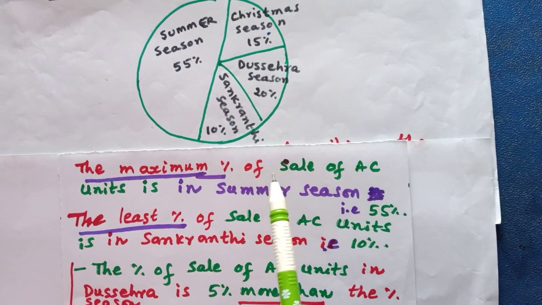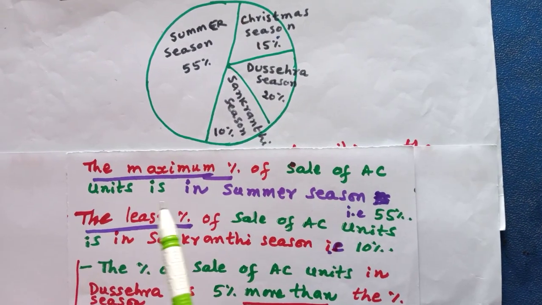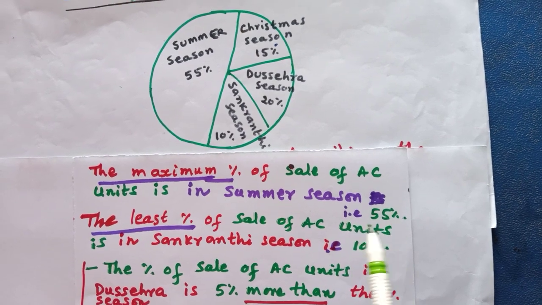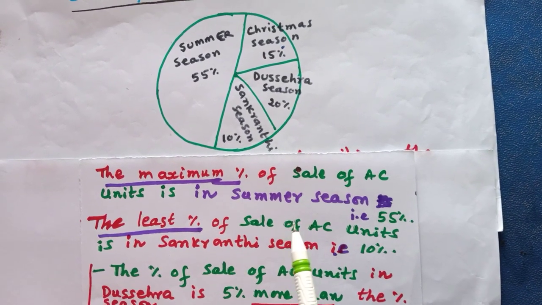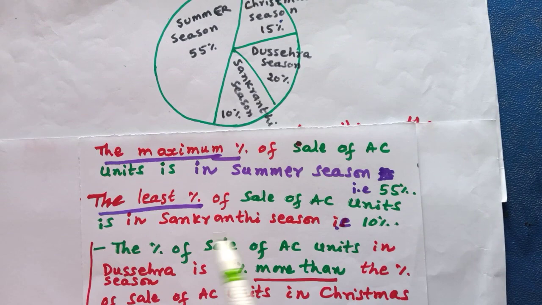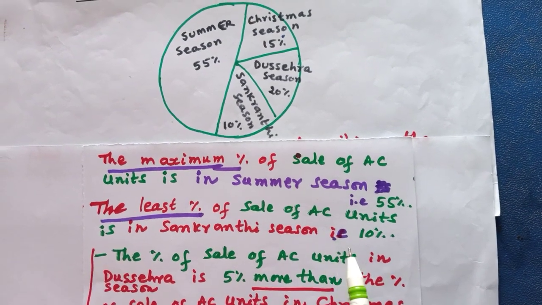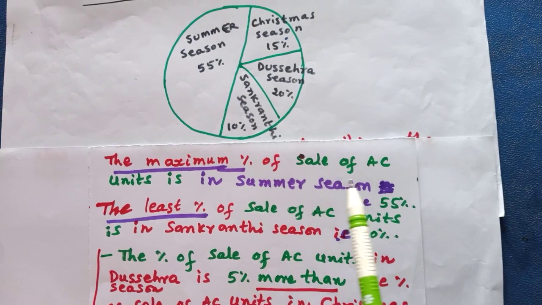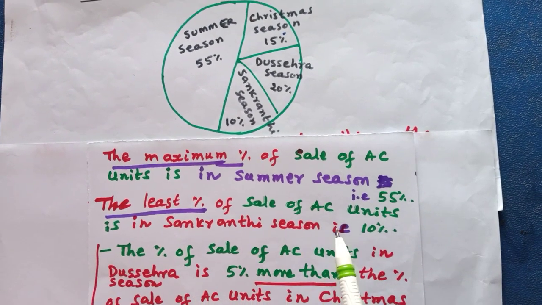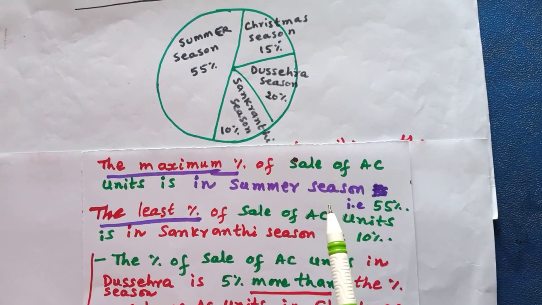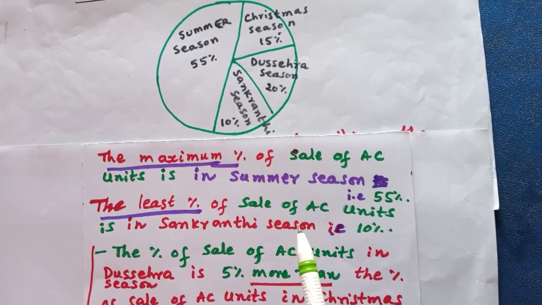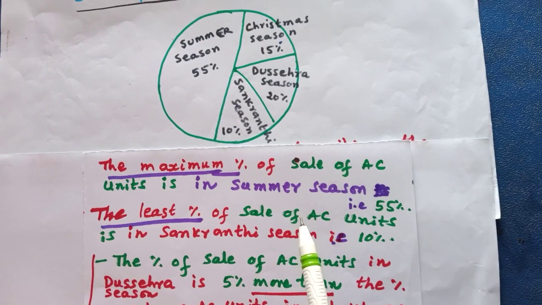So the maximum percentage of sale of AC units is in summer season, that is 55%. And the least percentage of sale of AC units is in Sankranti season, that is 10%. Like this, we can write the maximum percentages and the least percentages of the heading plus the topic. Then we get the 2 sentences of the description about this interpretation.